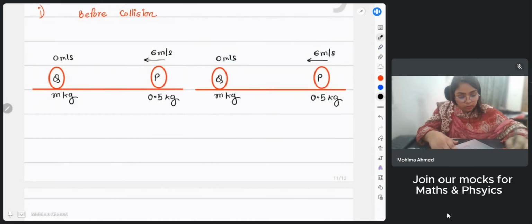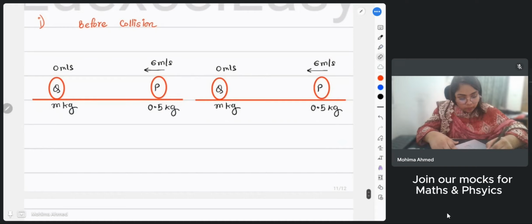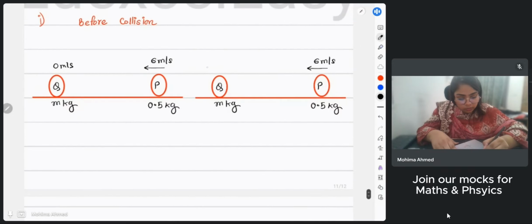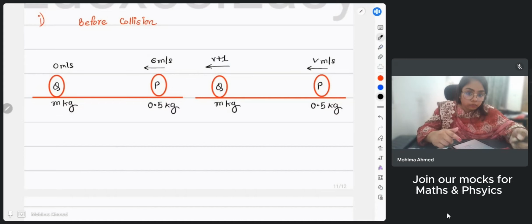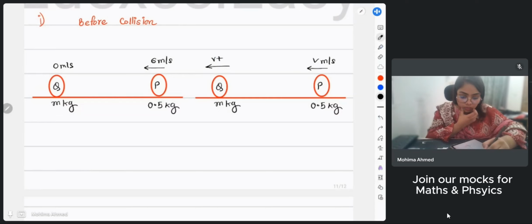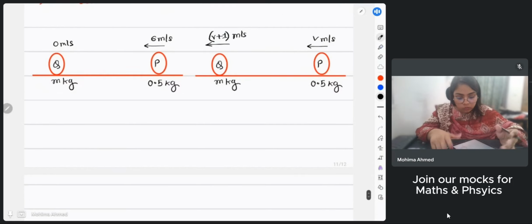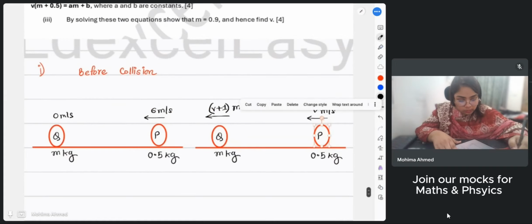In this case, both of them will travel in the same direction, as was already stated that after collision, P travels in its original direction and Q also travels in the same direction. And after collision, P has a velocity of v, and Q now has a velocity 1 greater than the velocity of P. So it is going to be 1 plus v, so 1 plus v meters per second. So we're going to write the equation, the total momentum before and after collision. This is, by the way, for after collision journey.